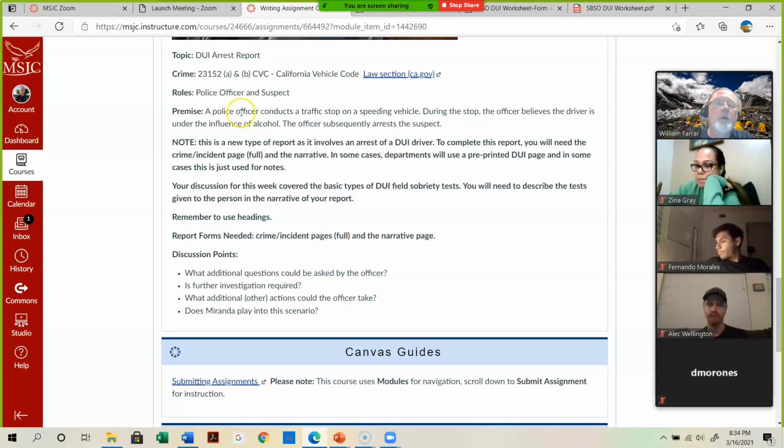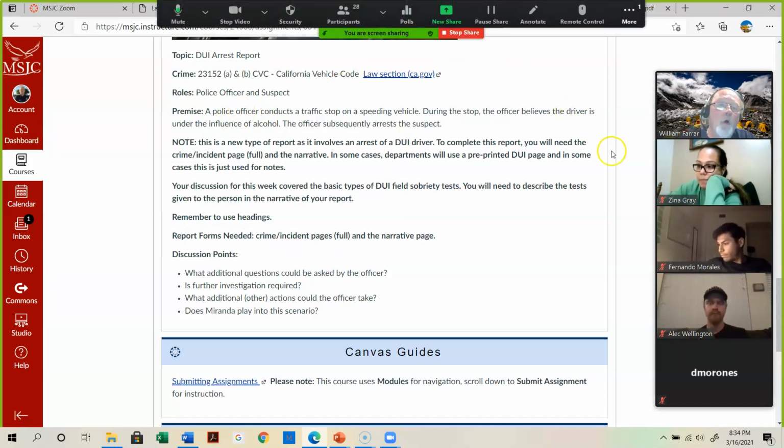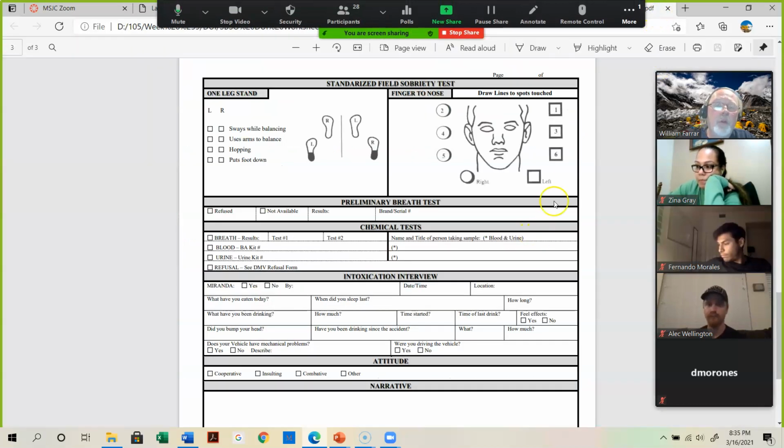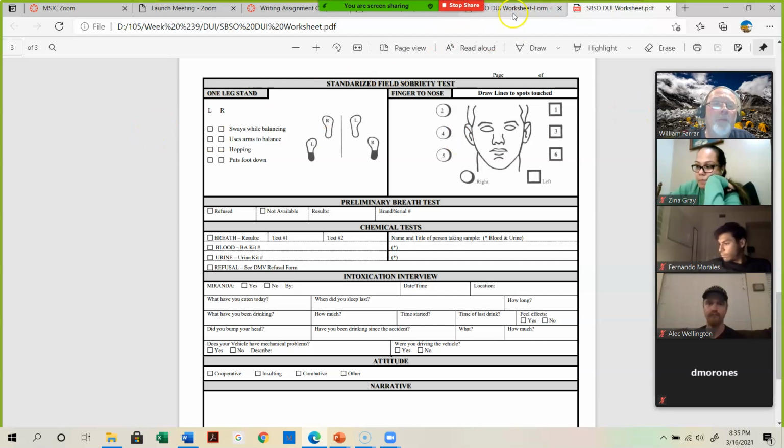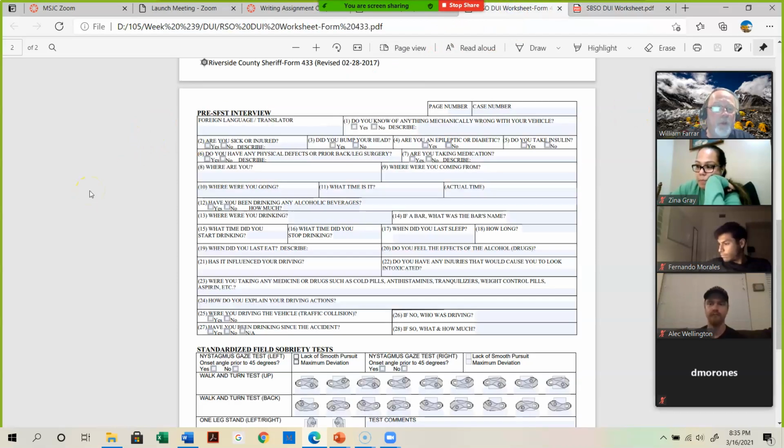If you want to do it, you can fill out one of these DUI forms, but you don't have to. I just want you to know that they exist. Some departments use them as just notes for the officer so they can remember when they write their report. Some departments have you actually fill it out and attach it with your report. But just to make it simple, you don't have to do it. You just need the crime report face pages and the narrative. That's all you need for this week, but you can do this if you want to be cool. Sounds good. Thank you. Okay.